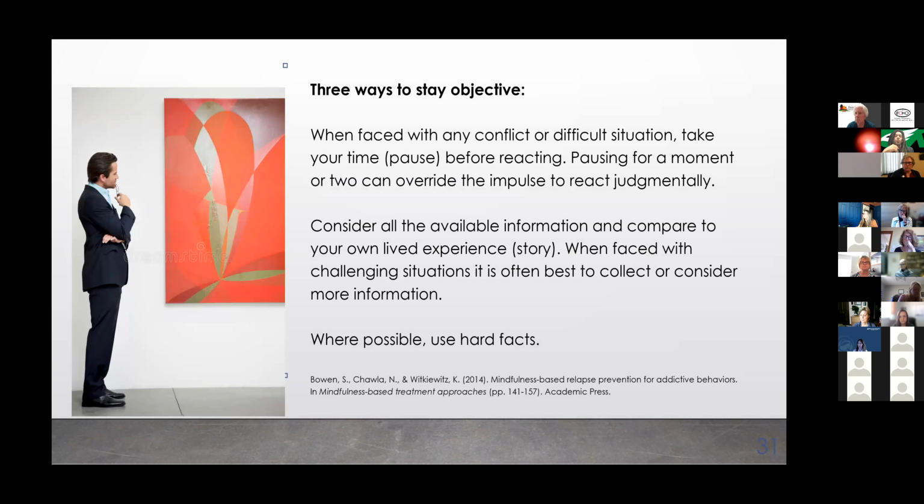So here's some 3 ways. You see this person looking at this painting. It's kind of the same. To be objective, you have to be able to take a step back and just think about, okay, what exactly happened here? There's a lot of great information here, but I don't have time to go through the whole thing. So let's go to the next slide.